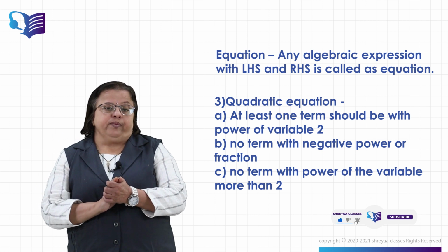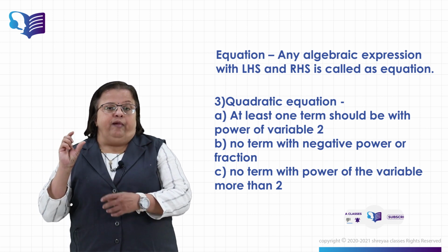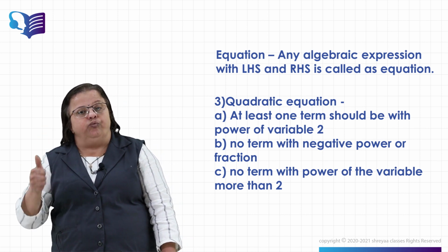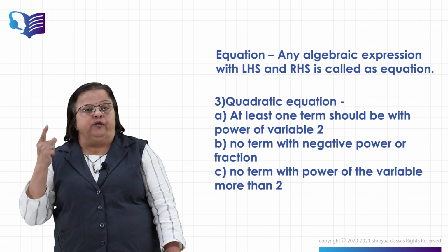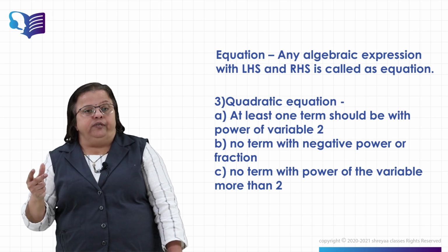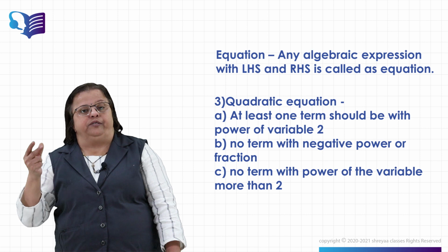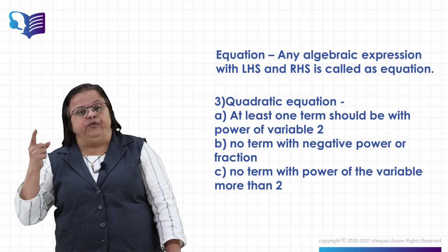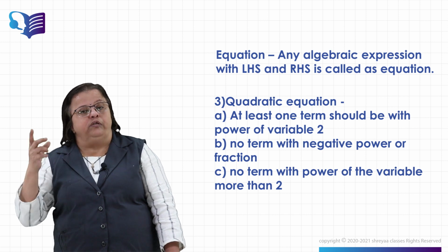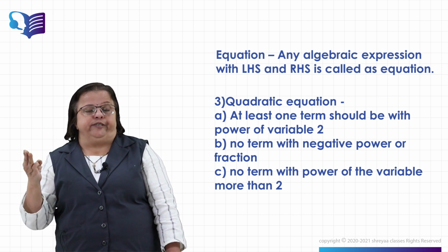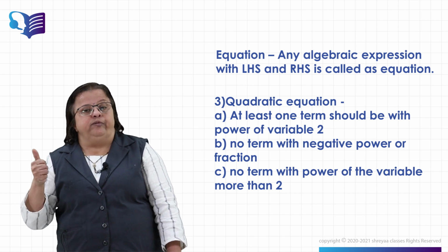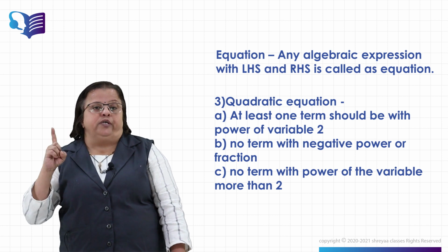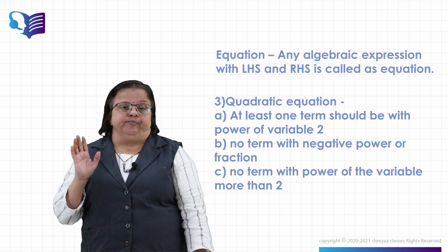etc. So what are the three conditions? At least one term should be with power of the variable 2. Then no term with a negative power or fraction for the variable. Then no term with power of the variable more than 2. These are the three conditions. If a certain equation satisfies all these three conditions, then it is called a quadratic equation.